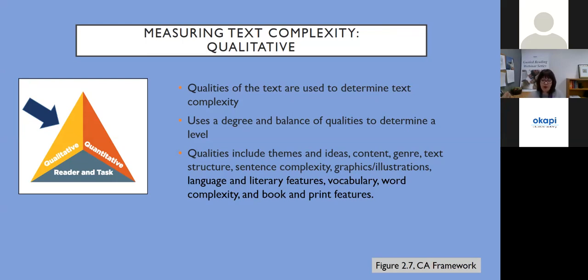Graphics and illustrations is another qualitative factor, and this would be looking at the drawings, the illustrations, the photographs, the graphics that accompany the words. And one of the things that's really interesting when you look at complexity in fiction, as we look at more complex text, typically the graphics and illustrations fade out and are less important. And the opposite is true when you look at nonfiction. As you move up in levels and complexity, you'll notice that there's an increase in not only the amount of graphics, but also the complexity of the graphics themselves starts to increase as well.